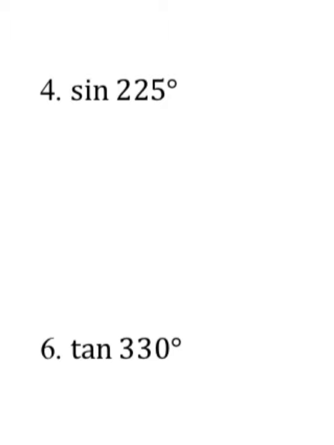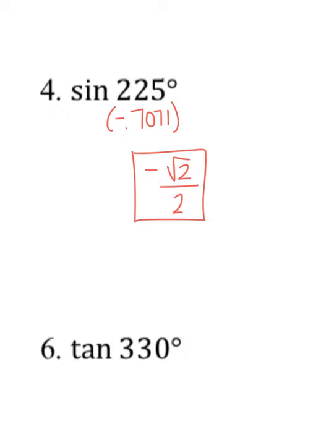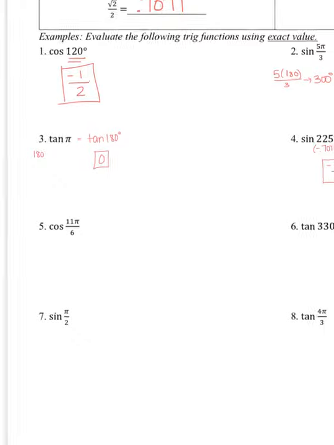Number 4. Sine of 225 degrees. That's in degrees, so you can just type it right into the calculator. That gives you negative 0.7071. That decimal goes to the square root of 2 over 2. Just remember that it's negative. Number 5.